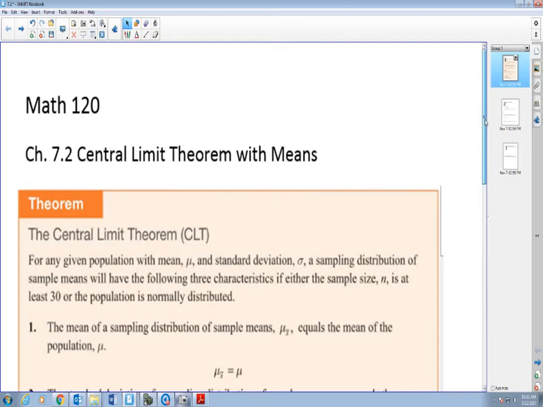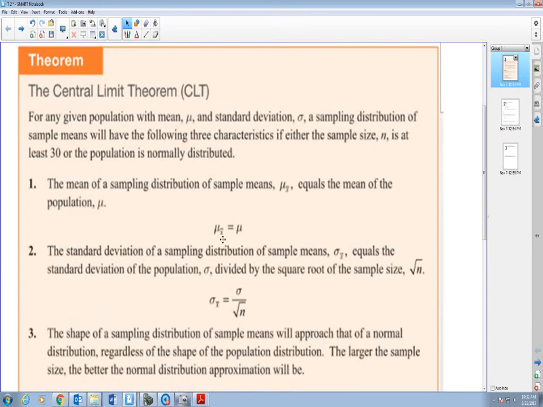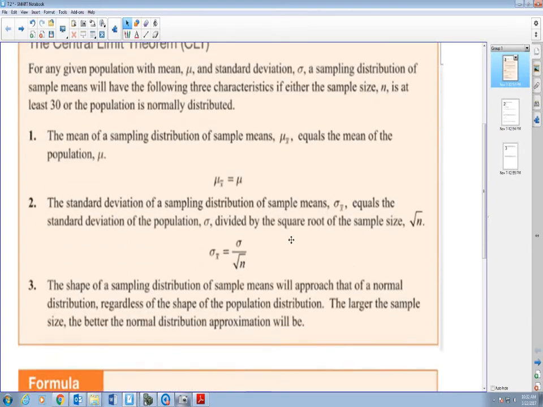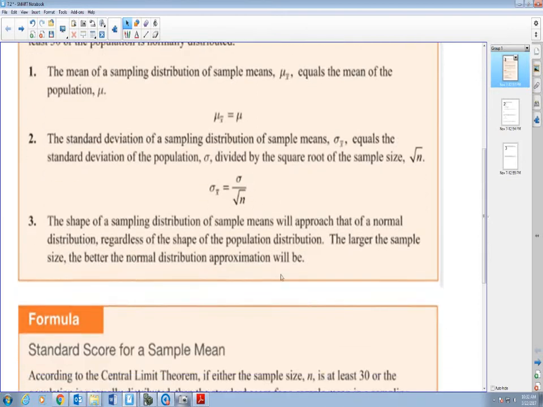So what we want to do in this lecture video is begin to talk about how I can find the probability or the area under the curve of our sampling distribution about the X bar. This theorem is the same one as I showed y'all in lecture video 3.1. The mean of the sampling distribution X bar will eventually become the population mean, and the standard deviation of the sampling distribution X bar will become sigma, the population standard deviation, divided by the square root of n.